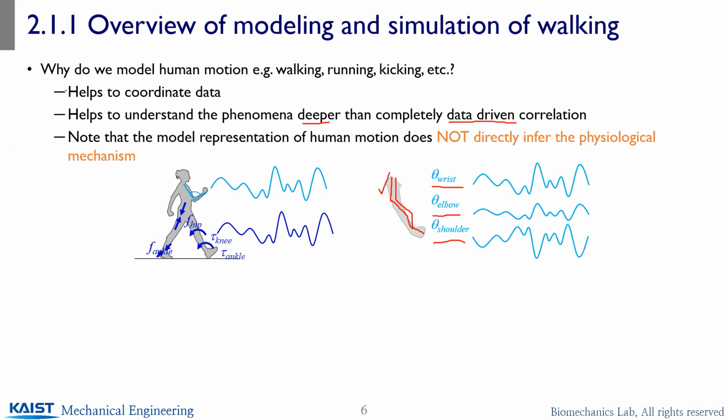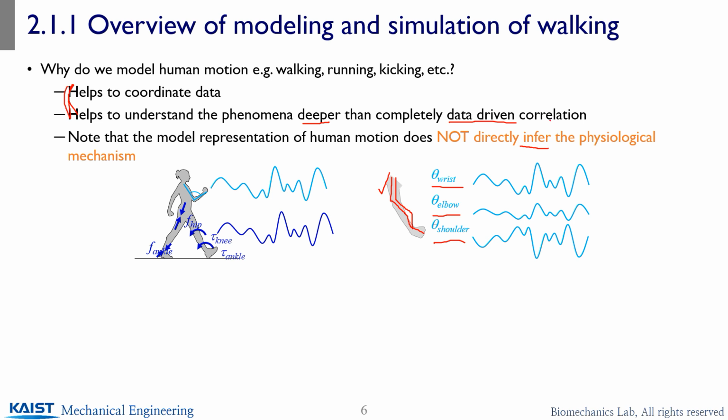So I'd like to say that modeling and simulating walking and locomotion will help you to coordinate the data, organize the data, and understand the data more deeply. Okay, but note that even though your model represents the human data really well, you are not supposed to directly infer that, oh, it really happens in a biological manner.